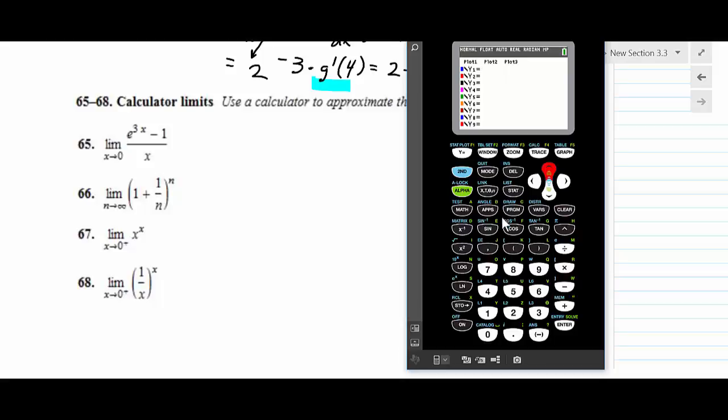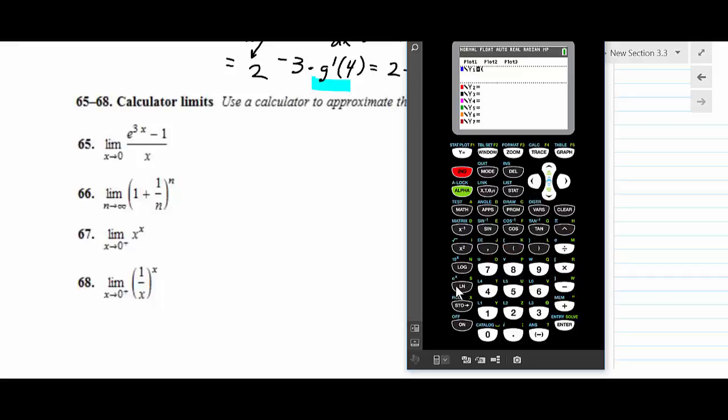So let's put this in. The first one, we would have to type it in like this. We'd have to have parentheses. When you do e, you can go second ln to get the e to the x to come out. So I'm going to put my variable in like that. And then minus 1. Whoops, I got to put a 3x in there, don't I? Yeah, and you got to have that numerator in parentheses.